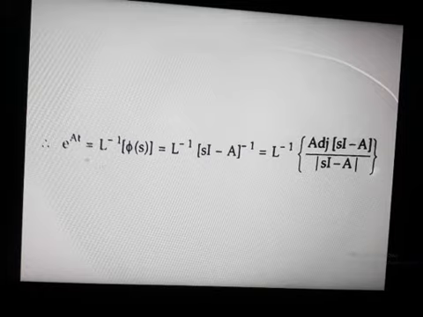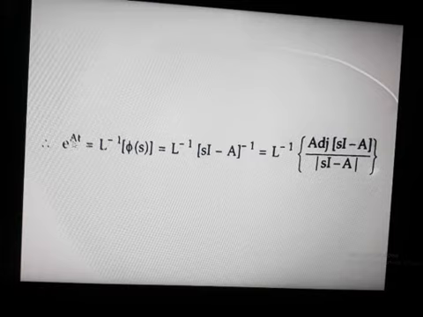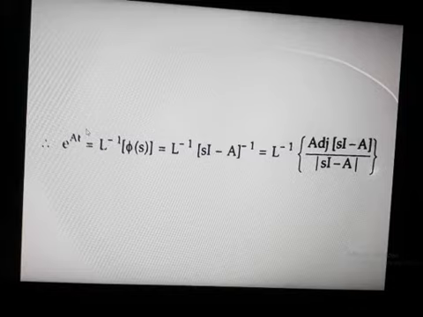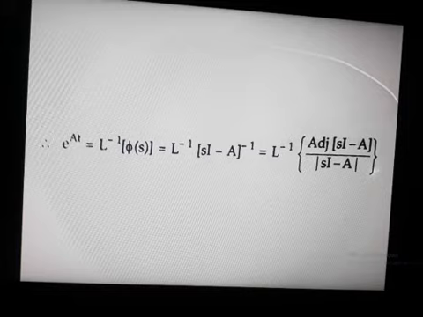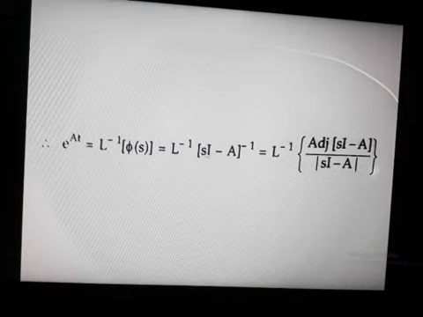e power At is equal to the inverse Laplace transform of phi of s. What is phi of s? Phi of s is the Laplace transform of e power At. We know the formula: if you apply the Laplace transform to e power minus at u of t, you get 1 by s plus a. Here it is e power plus at, so that means 1 by s minus a. We can write 1 by s minus a as s minus a whole inverse.